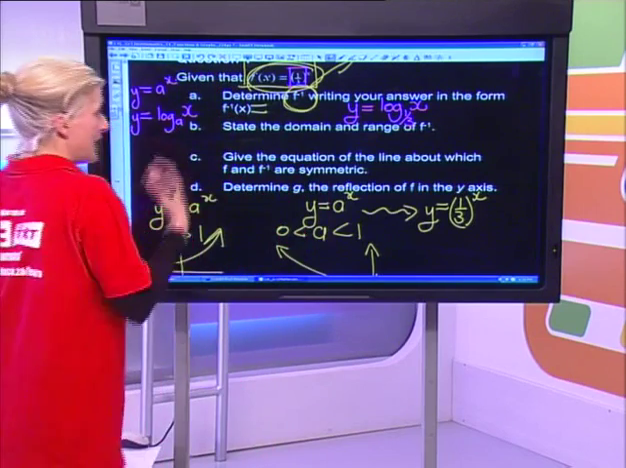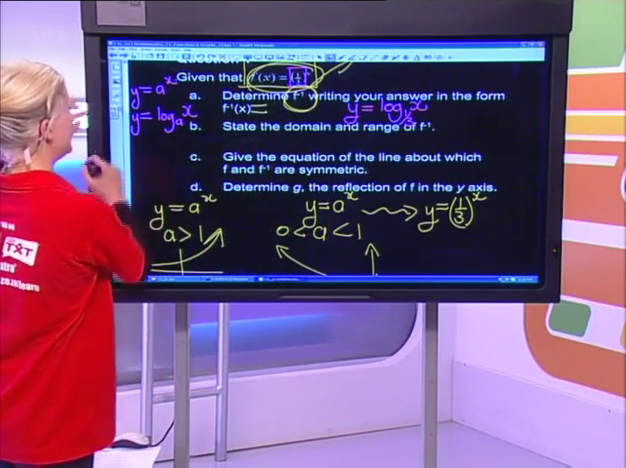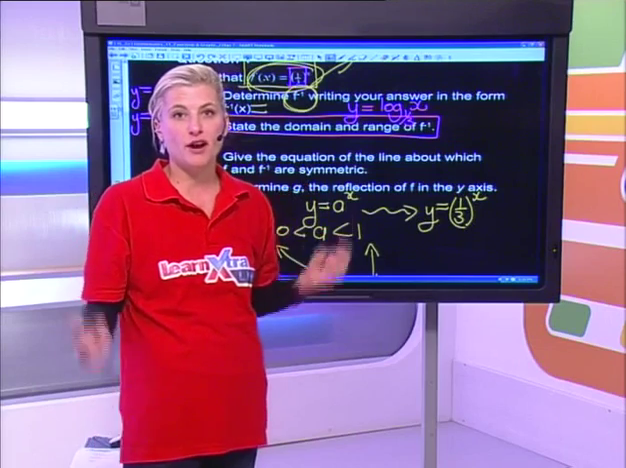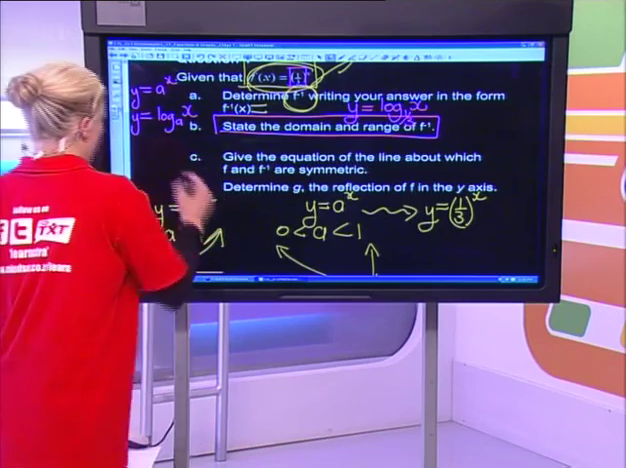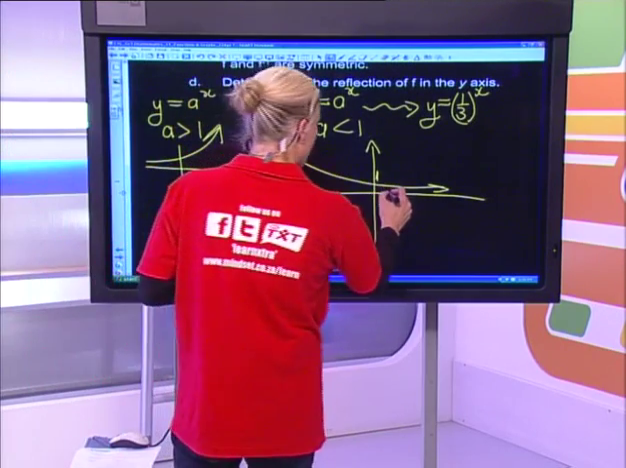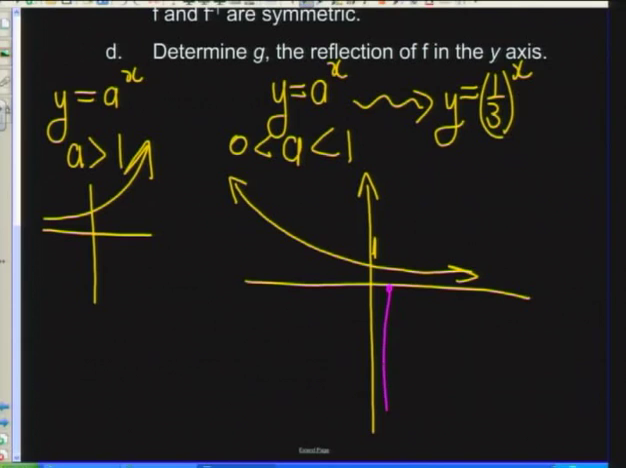Right. Next question deals with the domain and the range of my inverse graph. Now, you don't actually have to draw the inverse graph to know the domain and range, because you know that the domain and the range will swap around. What do I mean by that?